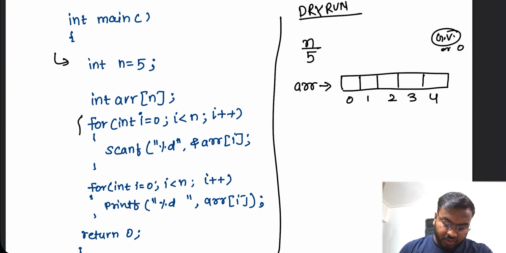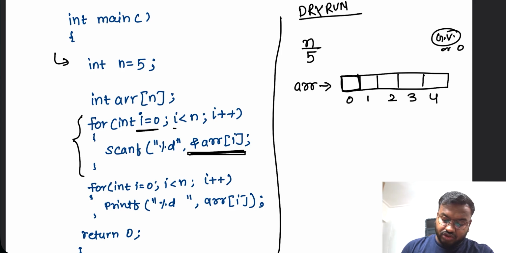Now you run a loop to take input in this array. See, ampersand array of i represents a single block, and you use the address of this particular block to take input using scanf. And your i runs from 0 to less than n. Why? Because n is 5, so your last index will be less than n, that is 4 only. So we are using scanf with a loop to take the input.